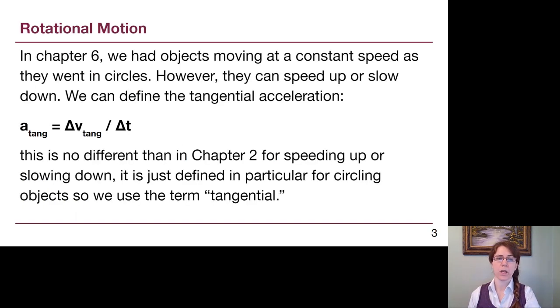So back in Chapter 6, the type of problem that we dealt with was objects going around in circles, and we weren't really worried about them speeding up or slowing down. We either asked at a particular instant in time what the angular speed or physical speed was, or we were talking about things moving at a constant speed as they changed direction. So we had this idea of centripetal acceleration that just came from the fact that the direction was changing. But here in Chapter 10, we're going to talk about the fact that those objects can also speed up as they circle or slow down as they circle.